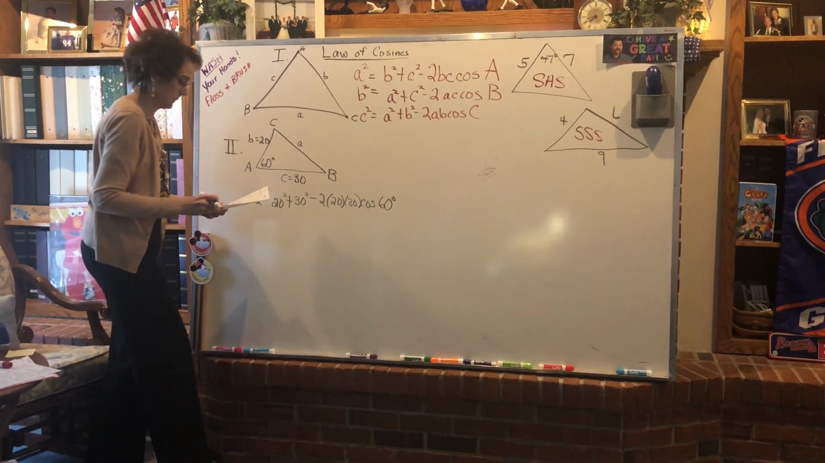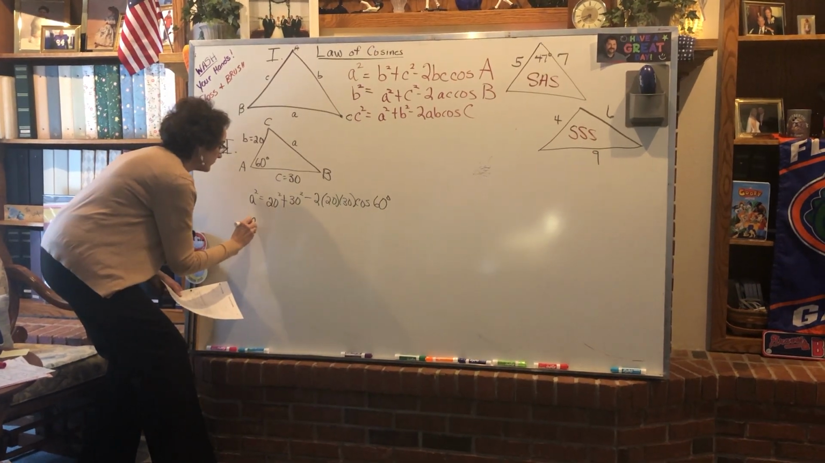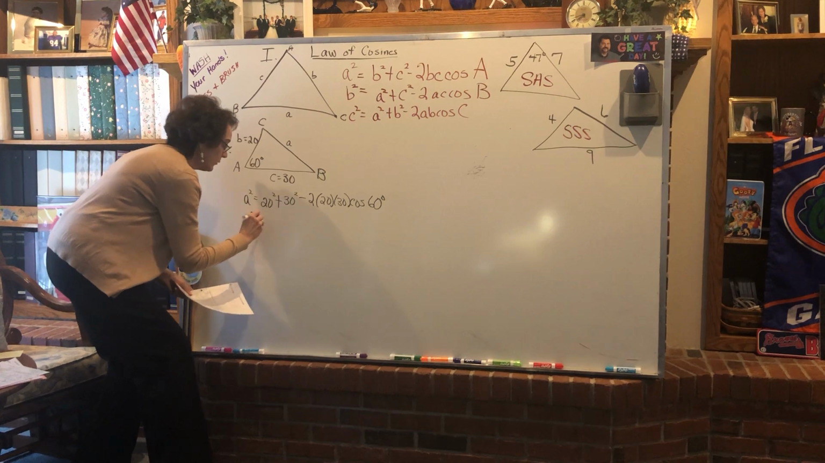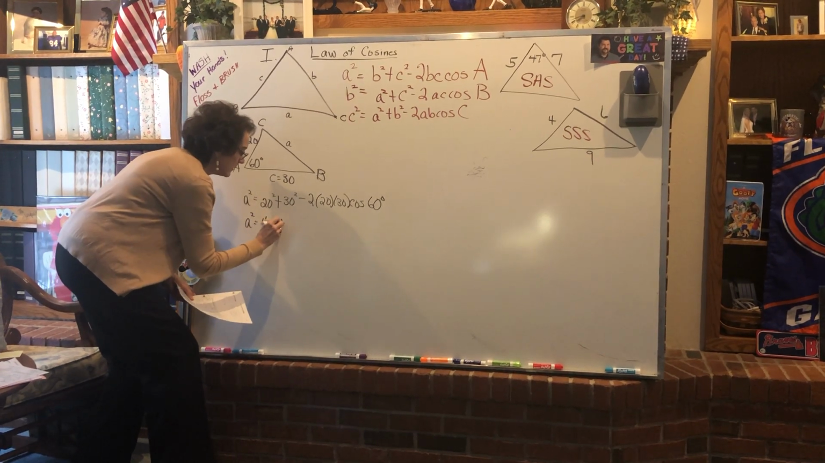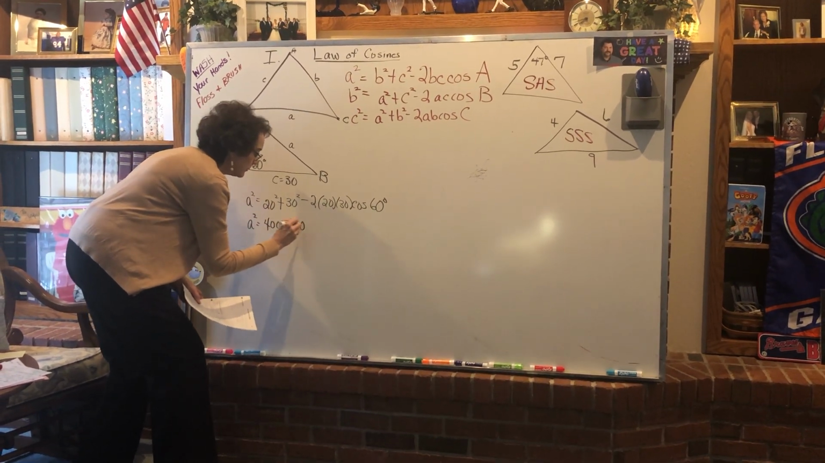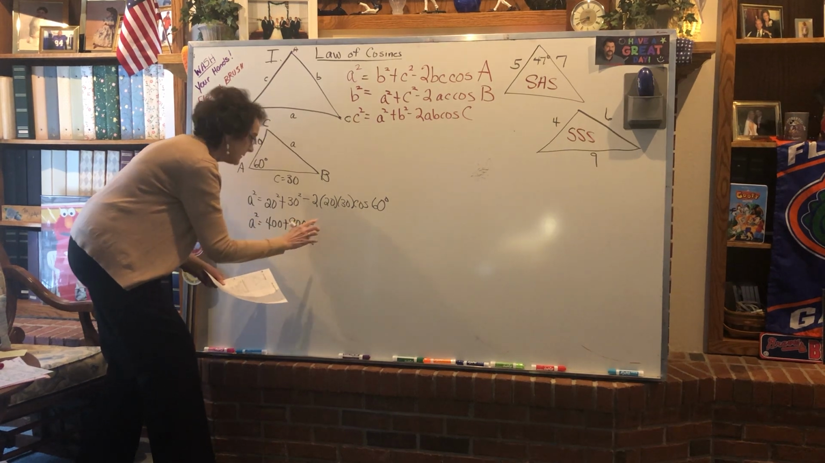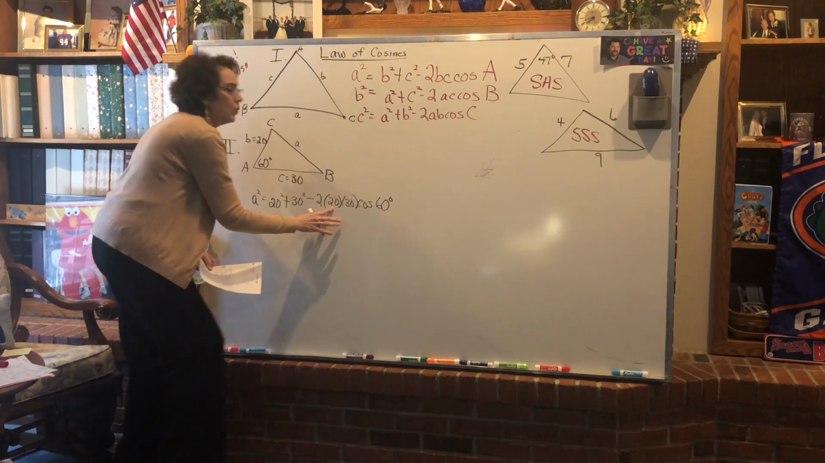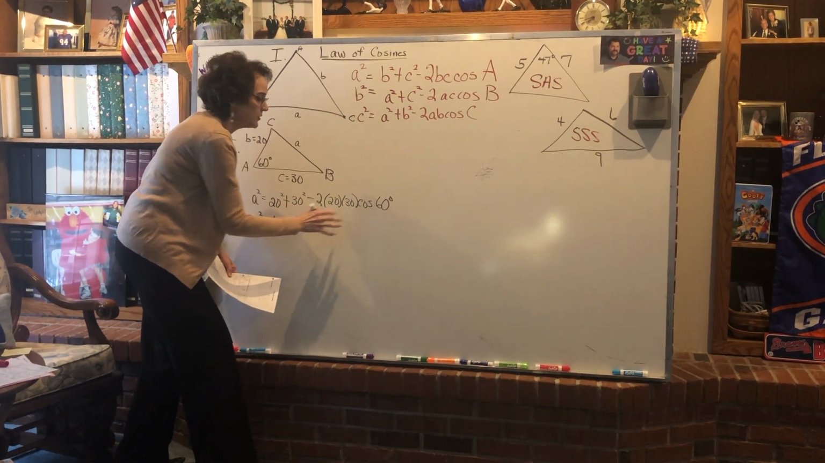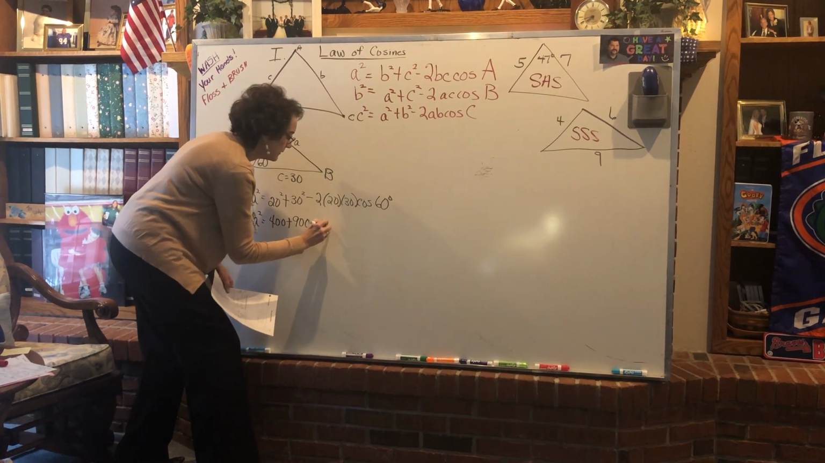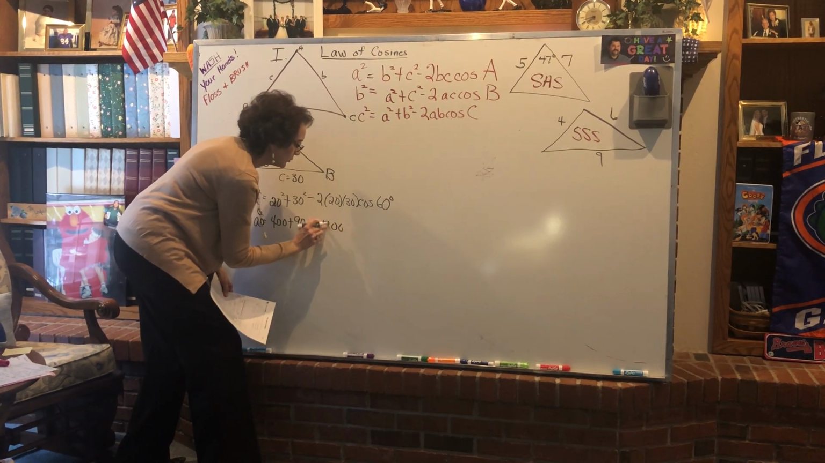So that's 400 plus 900 minus 2 times 20 would be 40. 40 times 30 would be 1200. That doesn't look like a 2. Try that again.